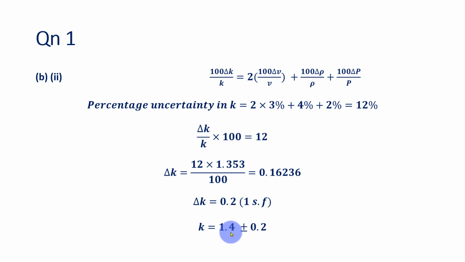I repeat that, it's very important. The value of the uncertainty in k affects the second significant digit in k, and that is why we must express k to two significant figures.